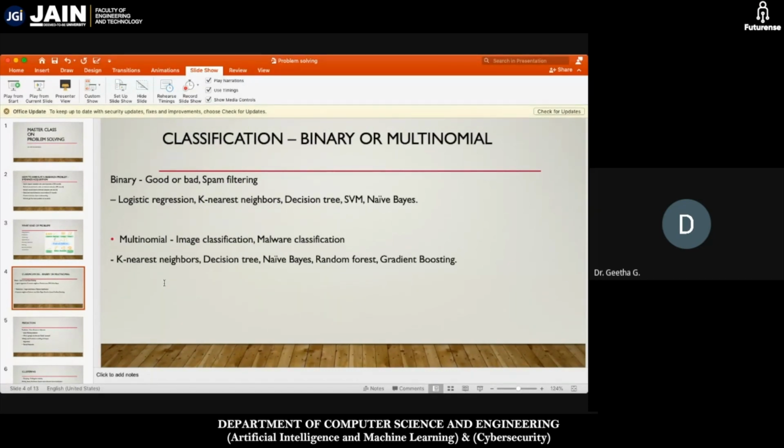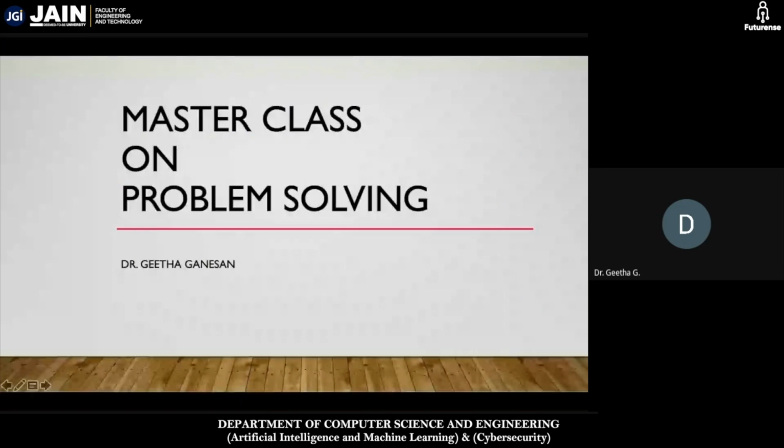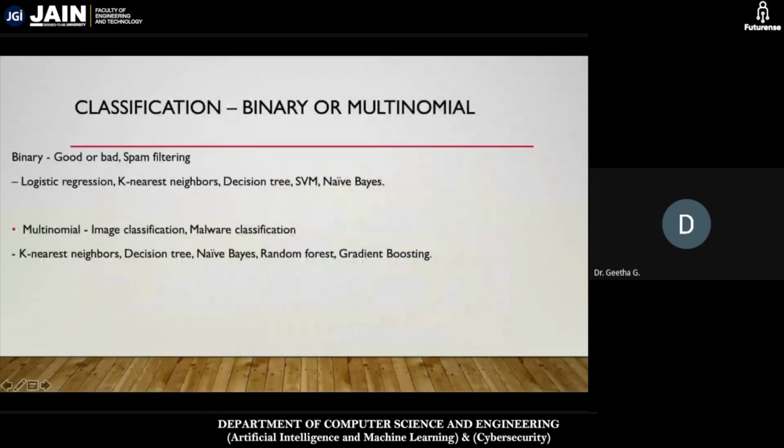So whenever you're having a problem of binary classification, then you have to resort to any of these algorithms like logistic regression, k-nearest neighbors, decision tree, SVM, and naive Bayes. So these are some of the algorithms that are readily available for you to do the binary classification.